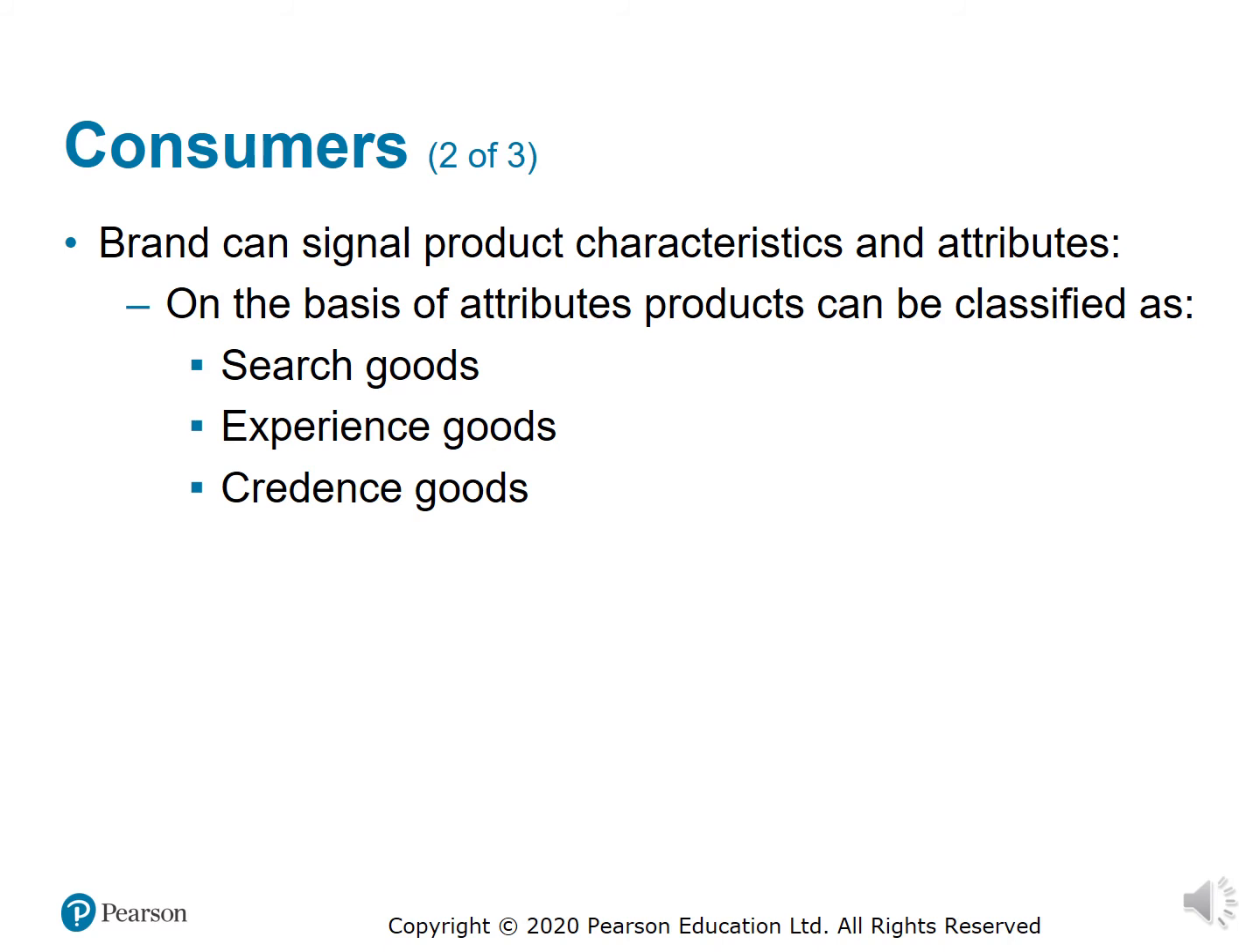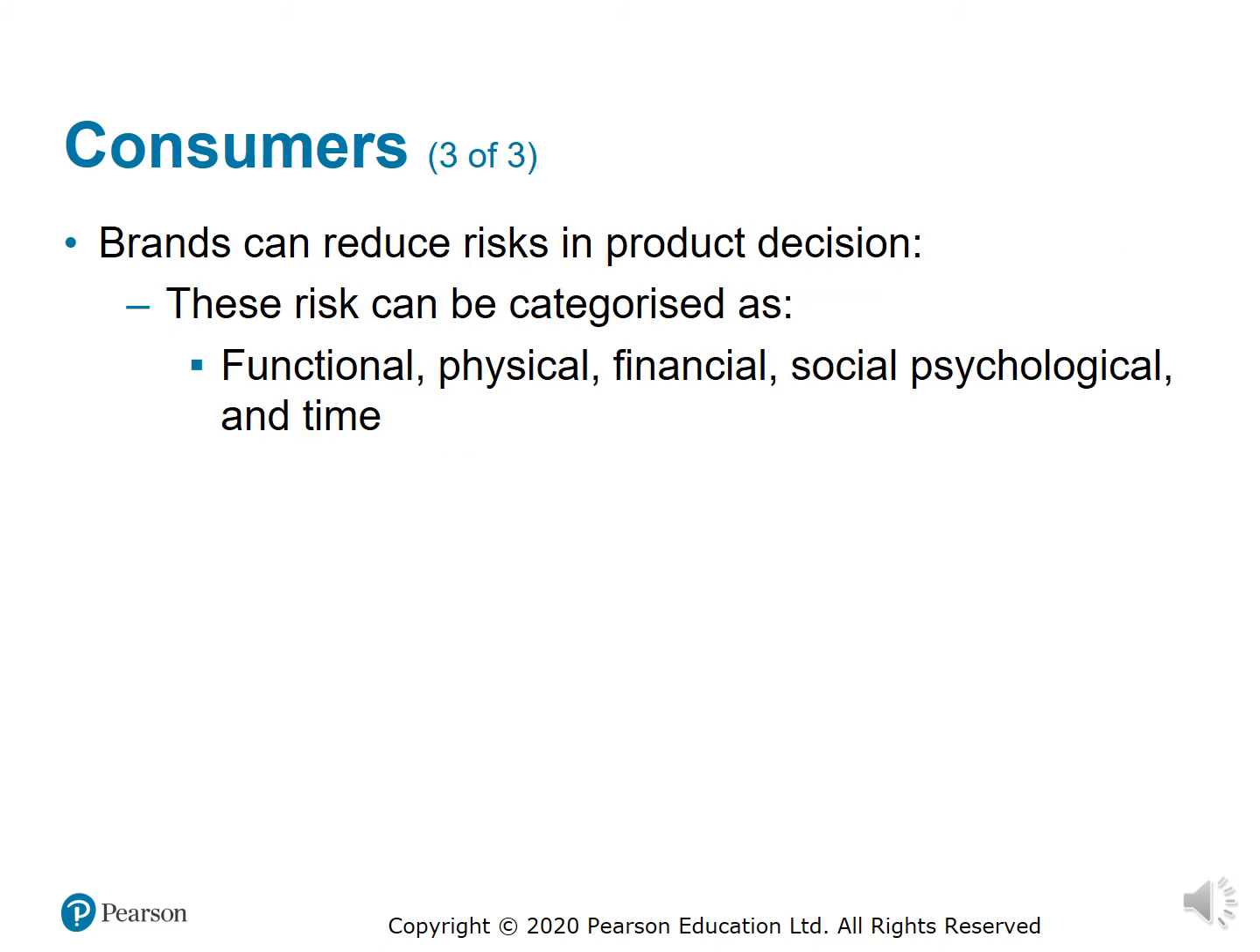Okay. Consumers can reduce risk in product decisions with brands. These risks can be categorized as functional risk, physical risk, financial risk, social risk, psychological risk, and time risk. The first one, functional risk, stands for the product does not perform up to expectation. Functionally, not so good. Physical risk is related to the product posing a threat to the physical well-being or health of the user or others. Financial risk, the product is not worth the price paid.